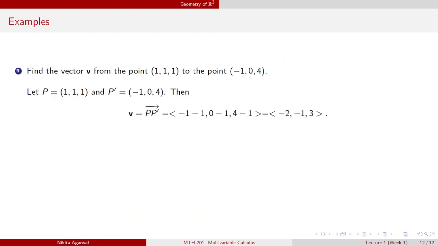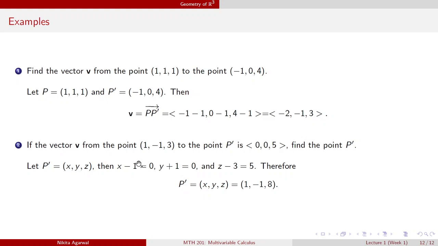So let us look at a few examples. The first one is: find the vector v from the point 1, 1, 1 to the point -1, 0, 4. Let p be 1, 1, 1 and p prime be -1, 0, 4. Then the vector v is given by -1 minus 1, which is the first coordinate of the tail subtracted, then 0 minus 1, and third is 4 minus 1, which gives you -2, -1, 3.